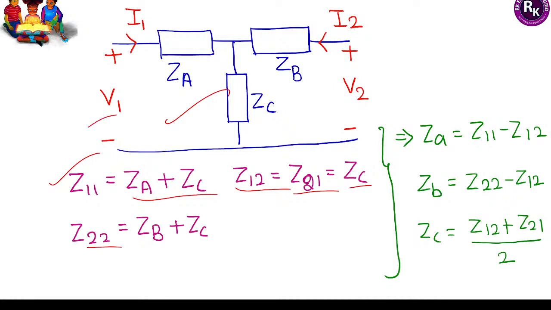In the examination, sometimes they will give a T network and its corresponding impedance parameters Z11, Z12, Z22, Z21. You will be requested to calculate the values of its corresponding branch impedances. So you will have to solve, and by solving this, you can get these values.